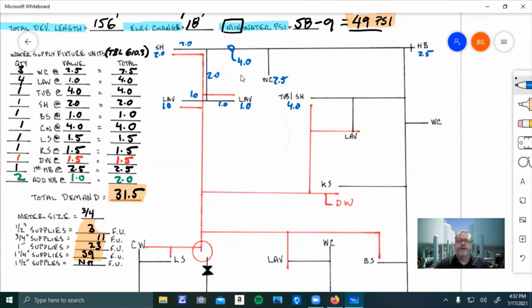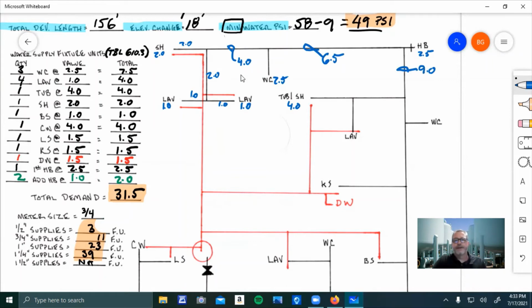I'm going to add the water closet. So for this one here, this is going to be 6.5. And 6.5 is still 3/4 because it's less than 11. Then I'm going to add the hose bib. So right here, that is going to be 9 fixture units, still 3/4.